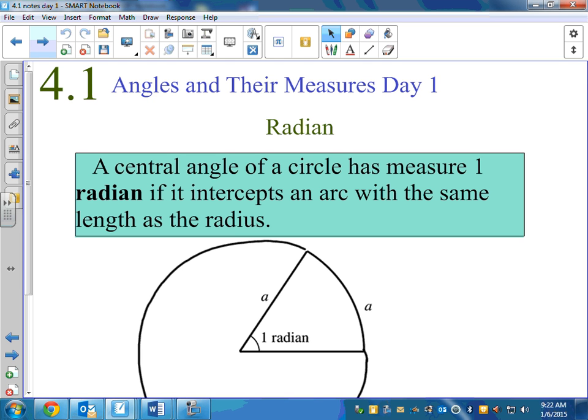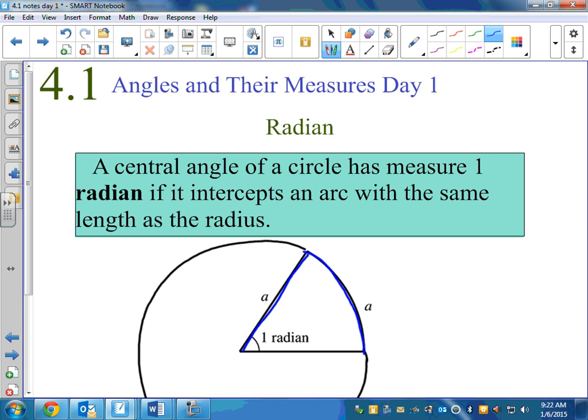A central angle is an angle that is in the center, right? There's the radius. If the central angle of a circle has a measure of 1 radian, it intercepts an arc, this would be the arc, with the same length as the radius. So notice, this is your radius, labeled A, and this is the arc labeled A. Anytime the radius is the same length as the arc, that's 1 radian. Never in my life am I going to ask you that question, but people always ask where it comes from and what it means to be 1 radian. So I want to give you that definition.